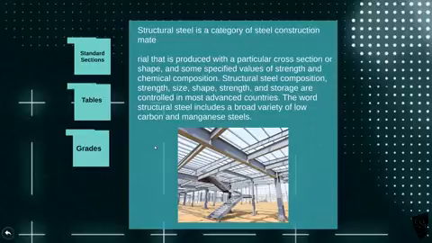You can produce it in different cross sections. The common ones you see everywhere, and you saw a couple in that video coming out. You can get it to set values of strength and length. You can change the chemical composition to achieve the right properties in the steel that you want. So it's useful. The word structural steel includes a broad variety of low carbon and manganese steels.